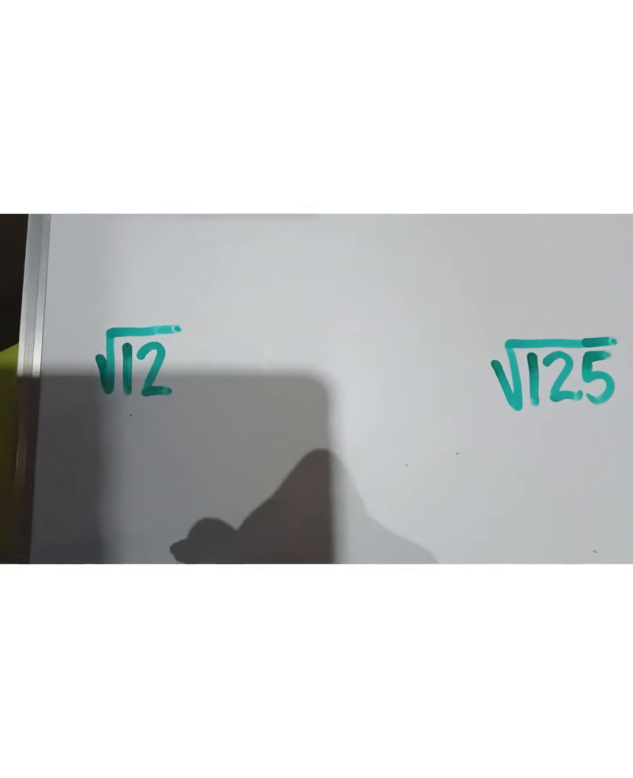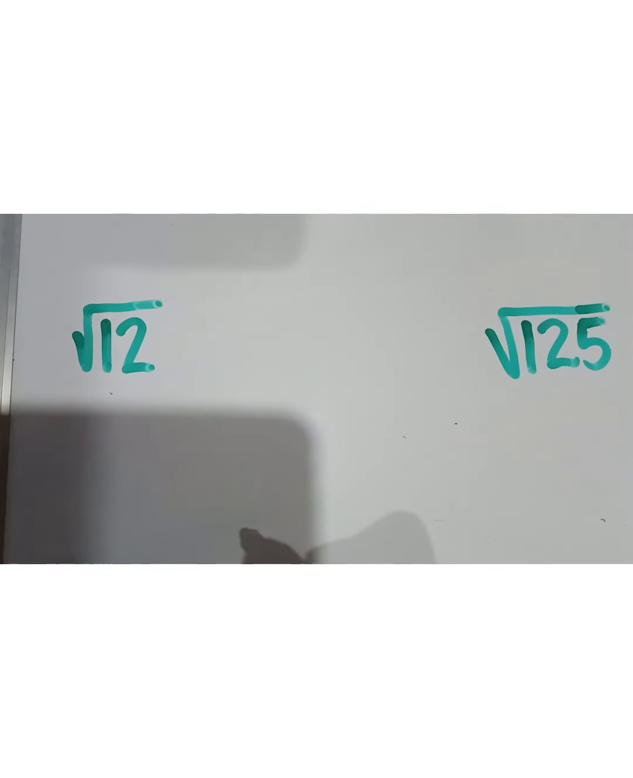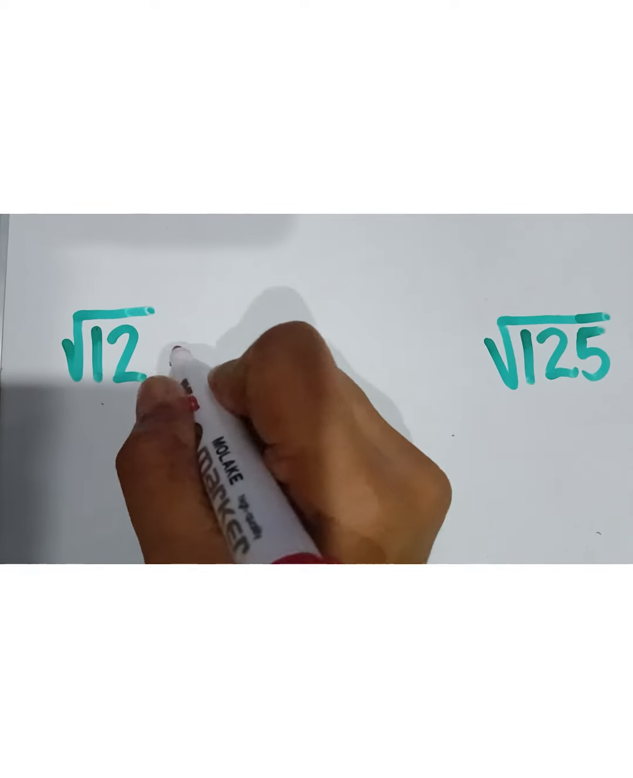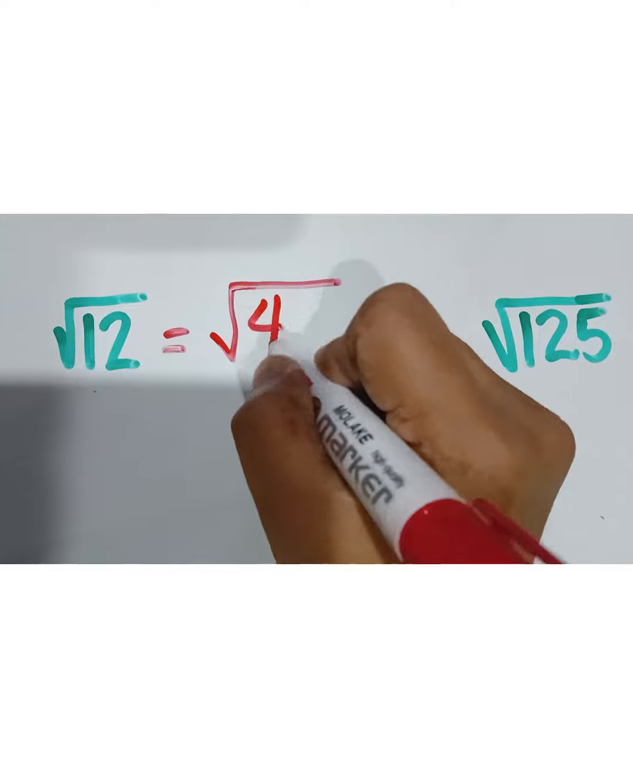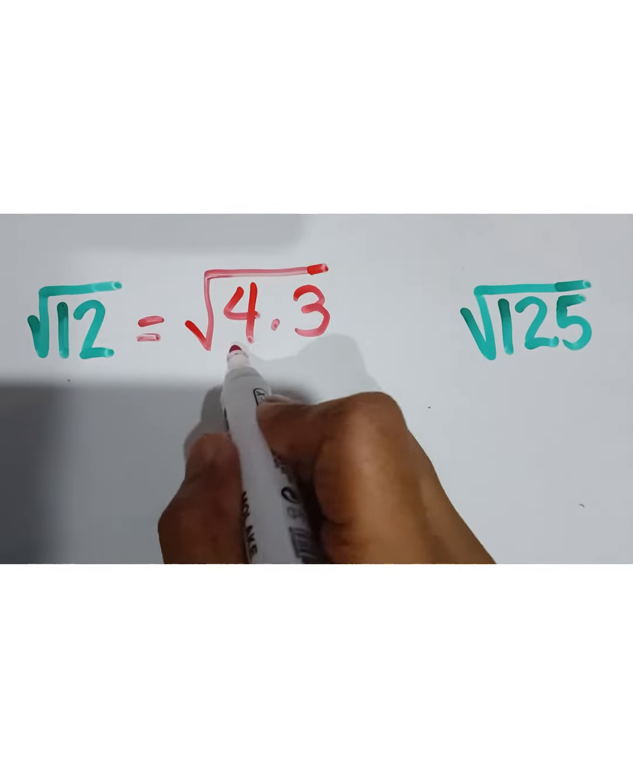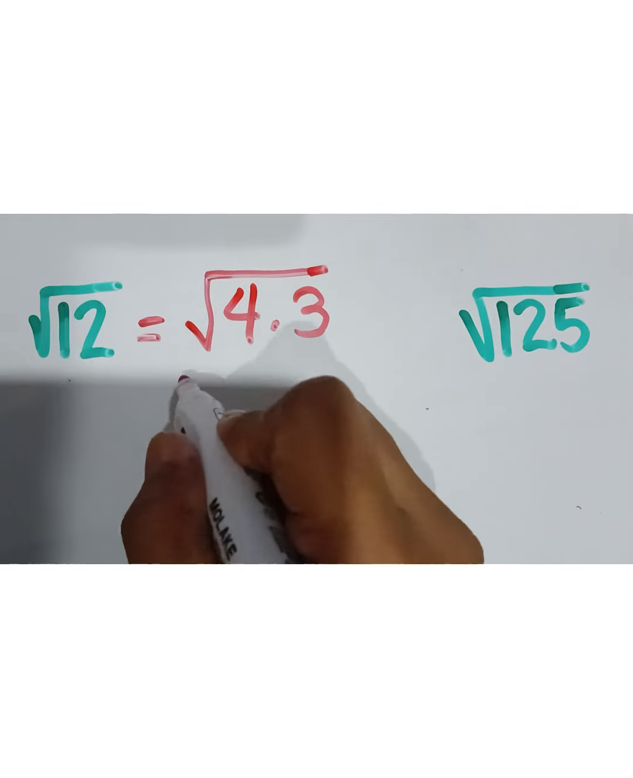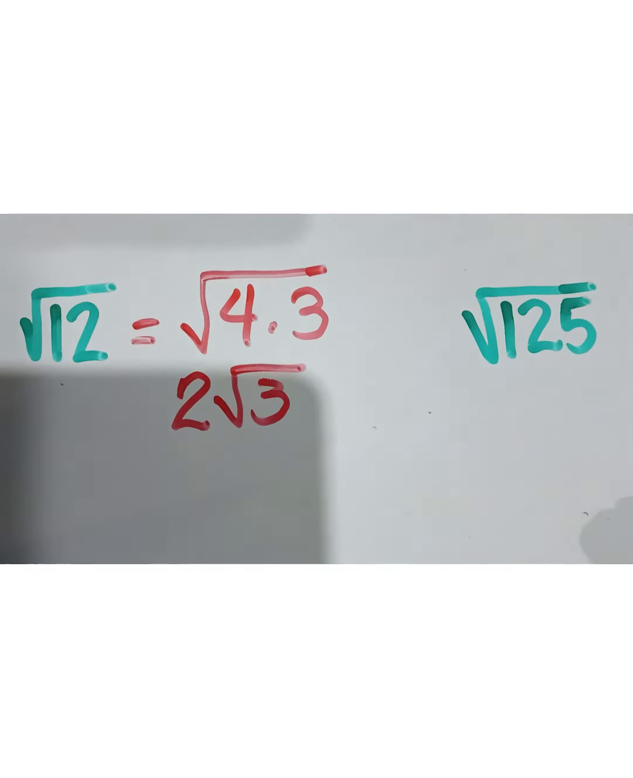Next, square root of 12. 12 is not a perfect square, but it has a factor that is a perfect square. So its factors are 4 and 3. And 4 is a perfect square. We extract the root, so we have 2 square root of 3.